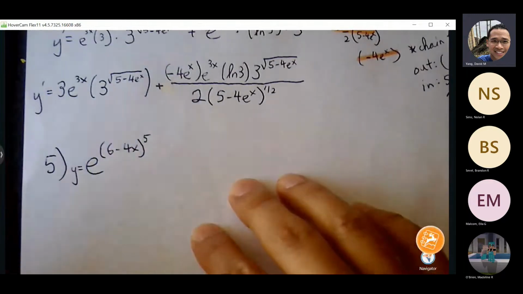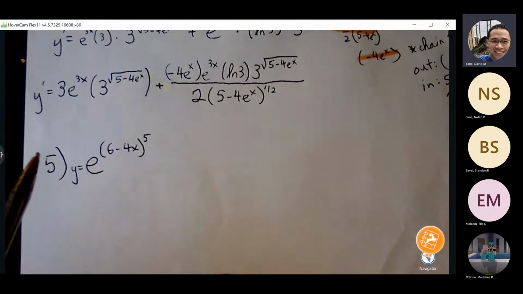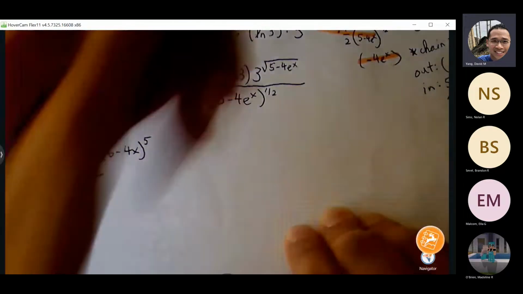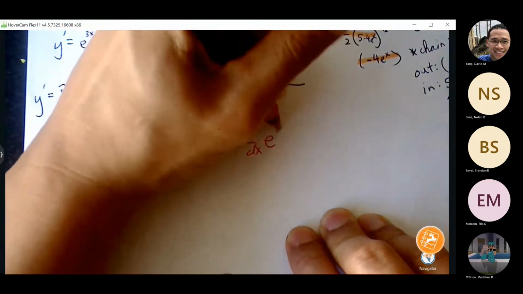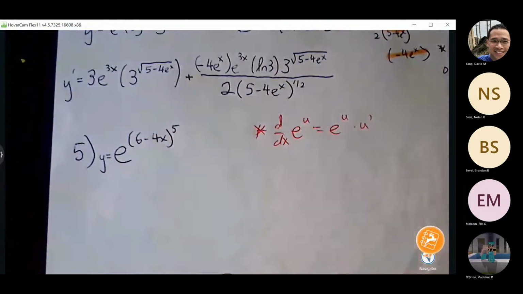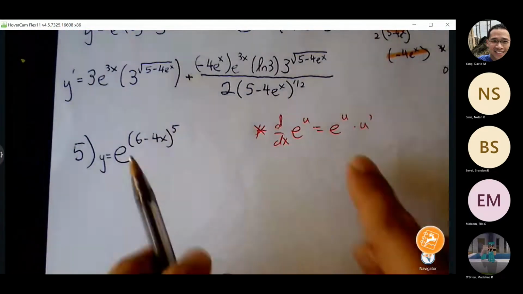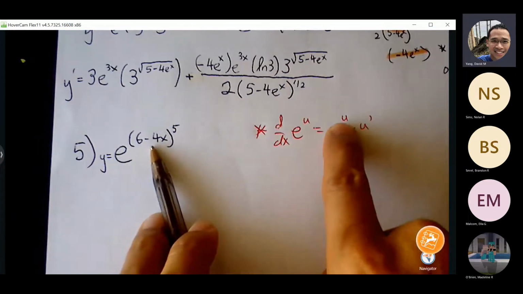Okay, so number 5, I just created this problem here, e to the 6 minus 4x to the 5th power. This is a standalone term here. There's no product rule here, so we can jump directly into our e to the u rule. I'm just going to follow the rule here. The rule says e to the u times u prime.